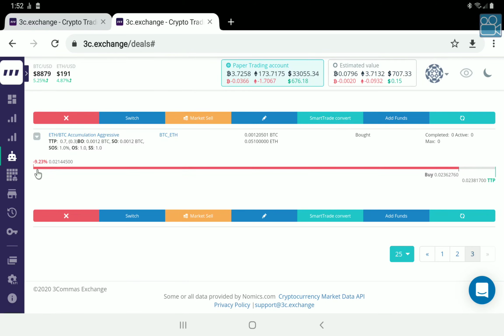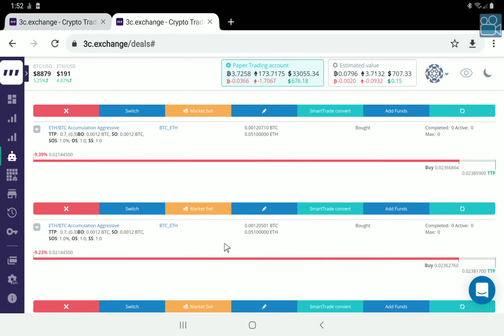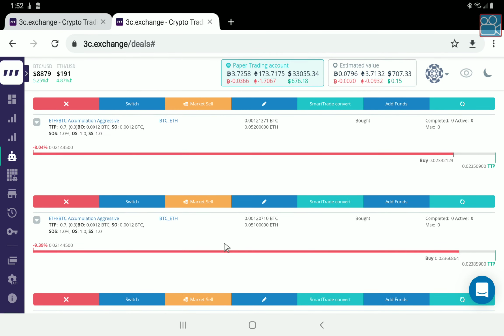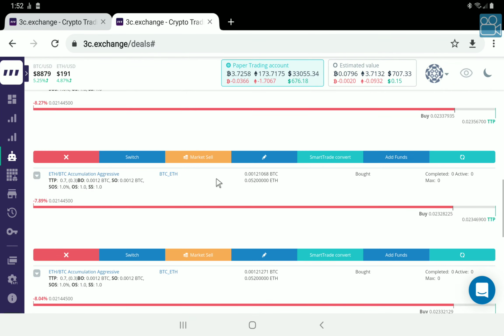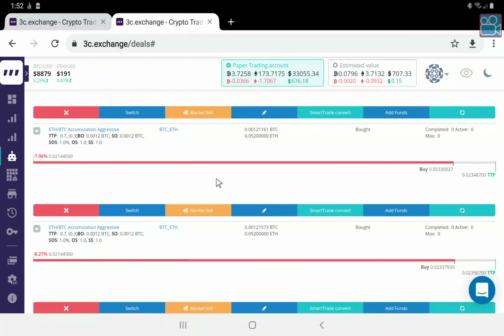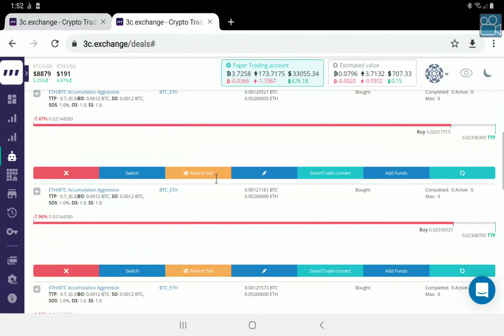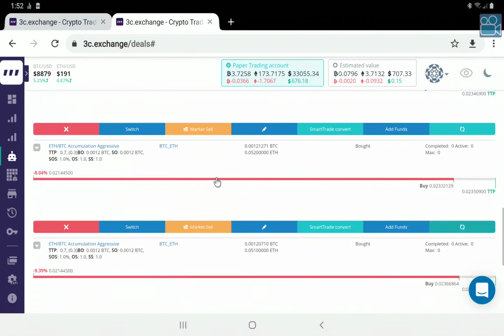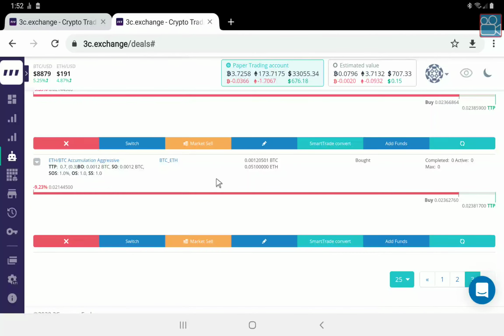Sooner or later, I'm going to have to figure out what to do with this. There's no stop loss on this, so it could recover. There's no dollar cost averaging on this. I could manually add funds to it to try to turn it around. But as you can see, this will have to be reckoned with at some point, and that is going to affect the profit of this bot. So that is something to be aware of when you're looking at different options.